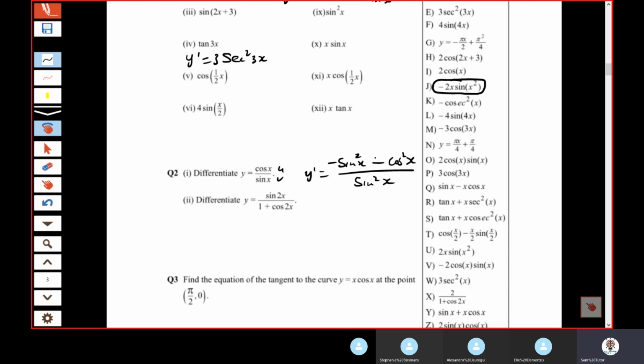But what can you factorize from the top? That equals 1, doesn't it? Close. What can you factorize from the top? Negative. Yes, and then you're left with sine squared plus cos squared, and that bit there becomes 1, which means the answer is negative 1 on sine squared x.